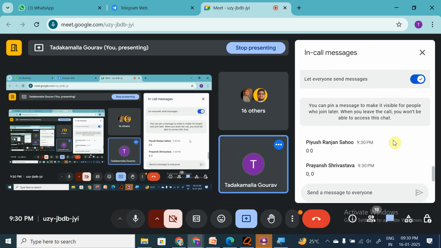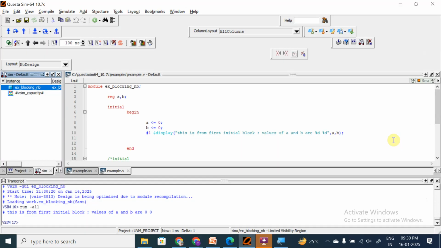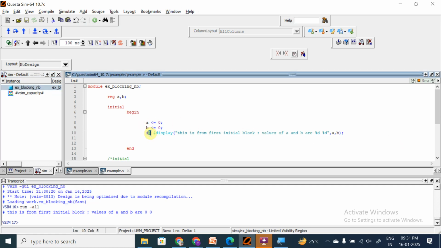$display is executed in the active region only, but what we are doing is introducing it in the next time slot. So by then the updation is already happened. So we are using #1 $display, and by then the updation of RHS to LHS is already happened in the NBA region. Okay, so we are using the $display in the next time slot.